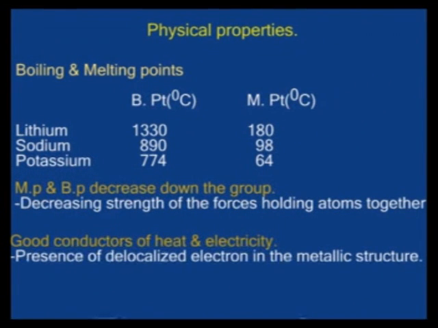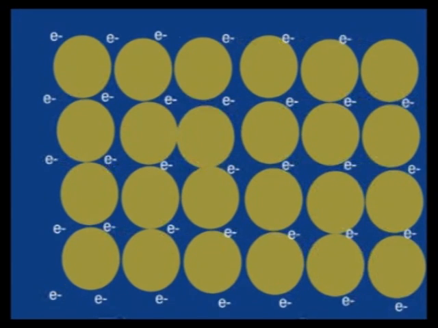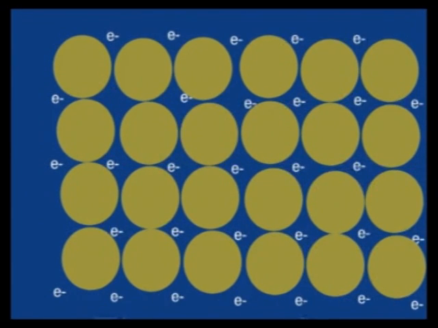Conductivity. Alkali metals are good conductors of both heat and electricity. Conductivity is due to the presence of the delocalized electrons in the metallic structure. Take a look at this. Now, you may be wondering, where do these delocalized electrons come from? The delocalized electrons are the one electron in the outermost energy level that each atom donates into the metallic structure. These delocalized electrons are responsible for conductivity.